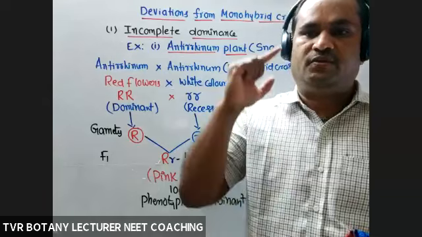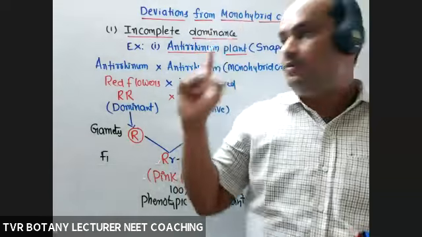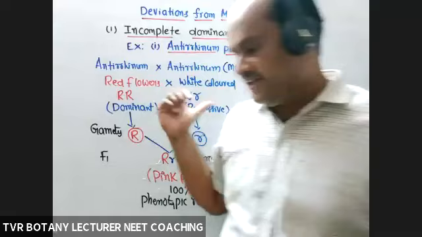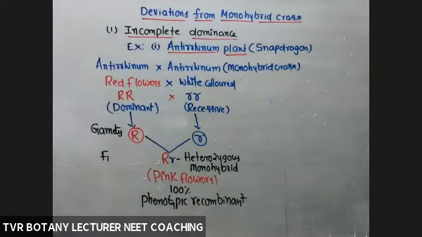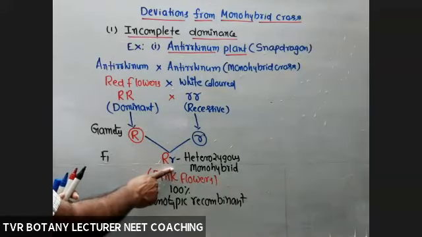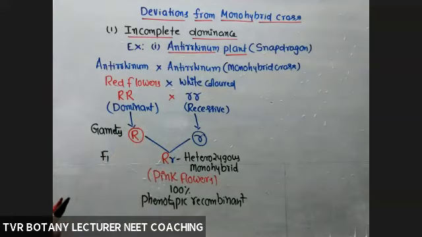Phenotypically similar to the one of the parents used. But here, instead of red, pink appeared. Deviation or not? So when compared with monohybrid F1, according to Mendel, it should be dominant. It is not dominant. Incompletely dominant.